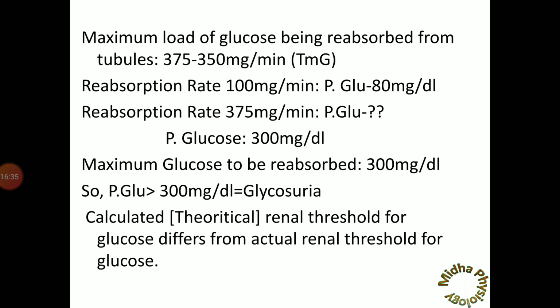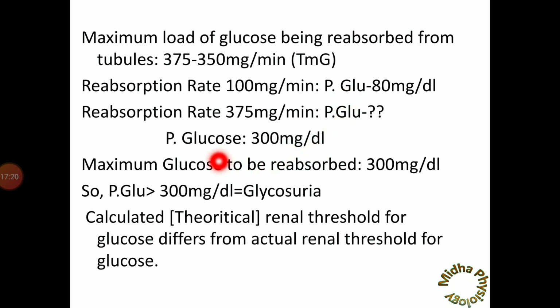Okay, so by this simple mathematical calculation, we will come to know that at the maximum reabsorption rate of glucose, that is 375 milligram per minute, the plasma glucose level would be 300 milligram per deciliter. That means when the plasma glucose level is 300 milligram per deciliter, the renal tubule would reach the maximum limit of reabsorption. After the plasma glucose level passes 300 milligram per deciliter, the glucose will start to appear in the urine. So you can say that this plasma glucose of 300 milligram per deciliter is also a renal threshold for glucose, but this is via the calculation only.